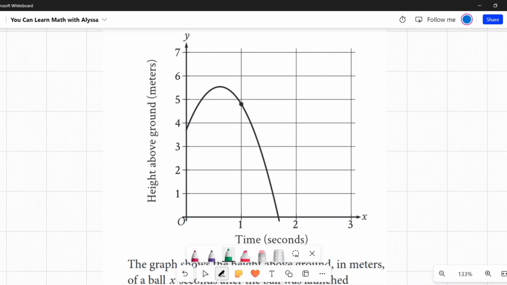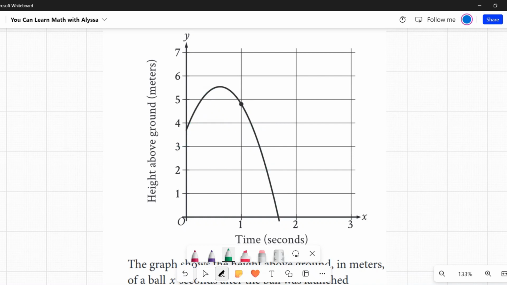All right, so at half a second, it's this high. It's about that high. So at 1 second, it's that high. At 1.5 seconds, it's about 2 meters high. And it lands on the ground before even 2 seconds have passed. So that's what this graph is representing. It's how high it goes over time.